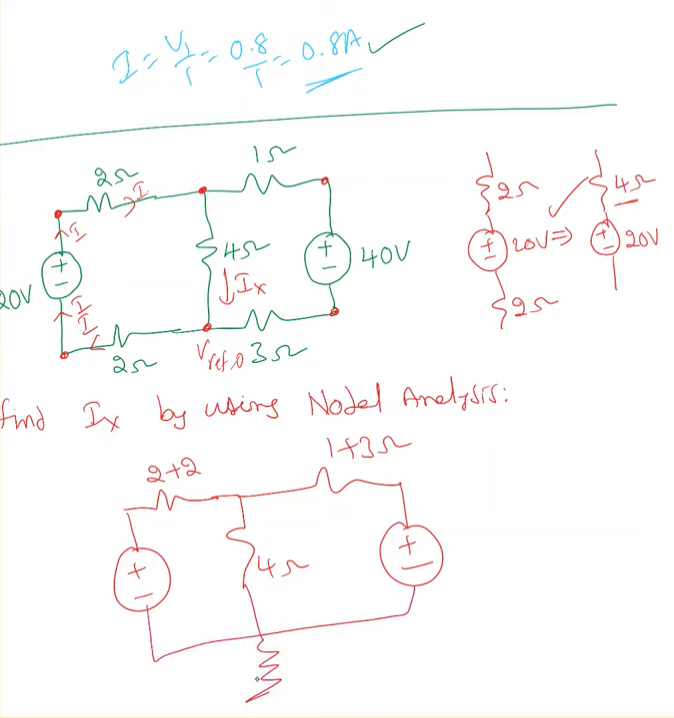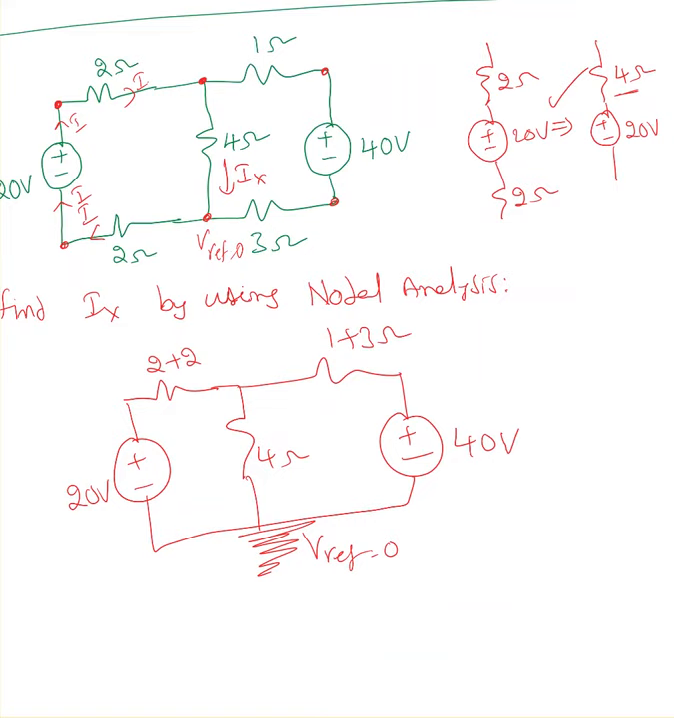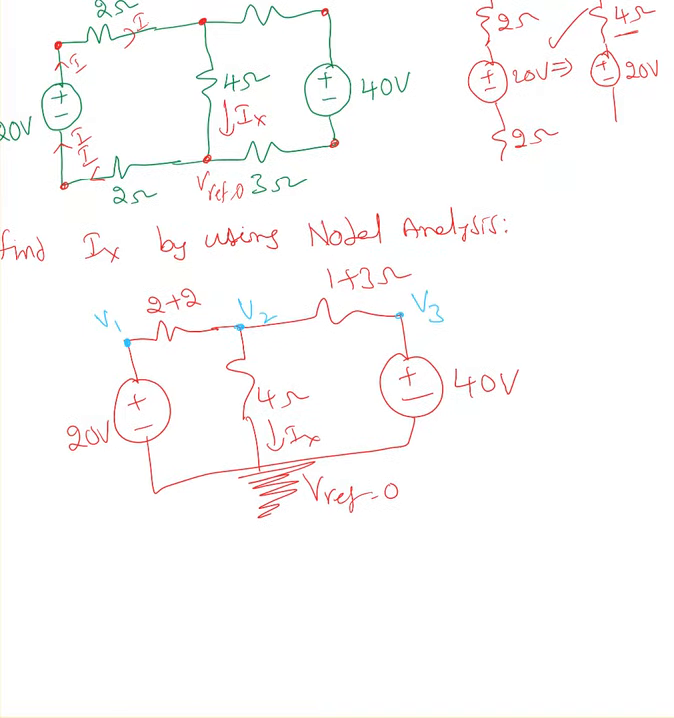Now I'm going to take this as a reference node. This is V reference, that value equal to 0. This is 40 volt, 20 volt. Now our goal is finding Ix. Step 1, find all the nodes, label them V1, V2, V3 and V reference. Previously I had 6, now I end up with only 4, and at the same time it's easy for me to find V1 and V3.